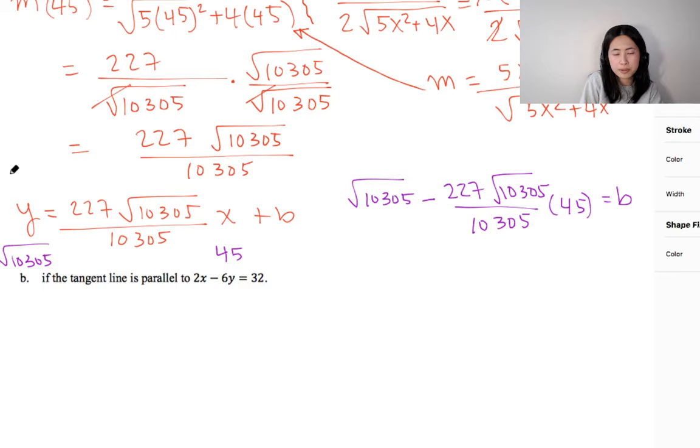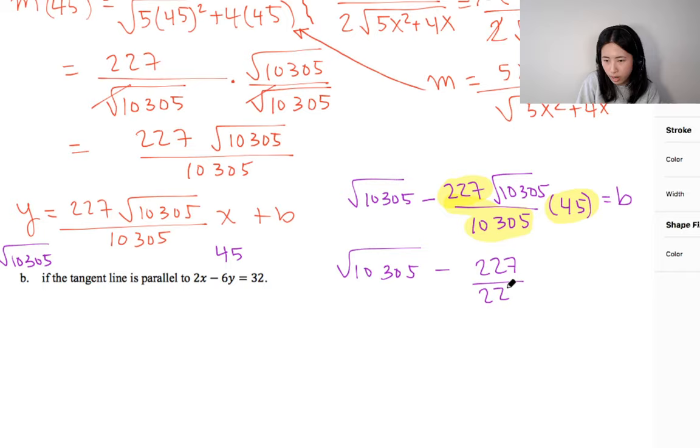Okay, so let's see if we can try to simplify 45 and 10,305, right? And 227. So maybe we can just figure out the coefficients first. So we have 227 times 45 divided by 10,305. So when I simplify the yellow terms, that means this is the root of 10,305 and this is minus, I'm getting 227 over 229, right? And this is basically square root of 10,305, and that's equal to b.